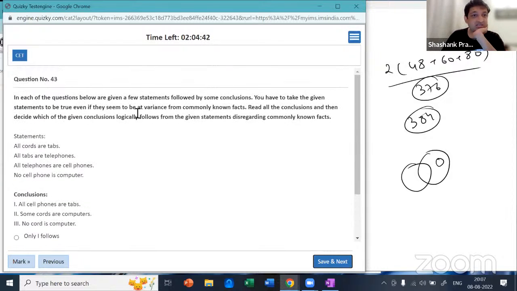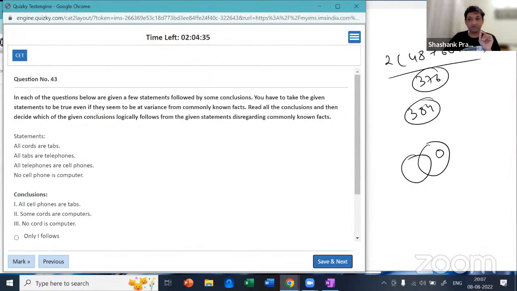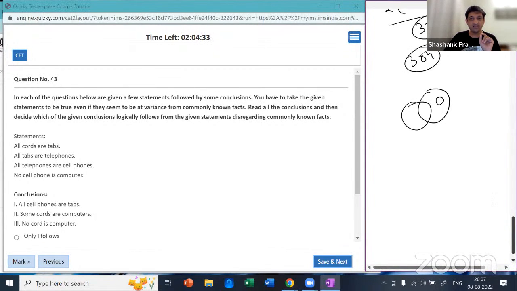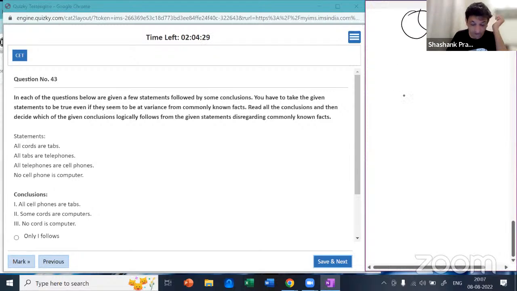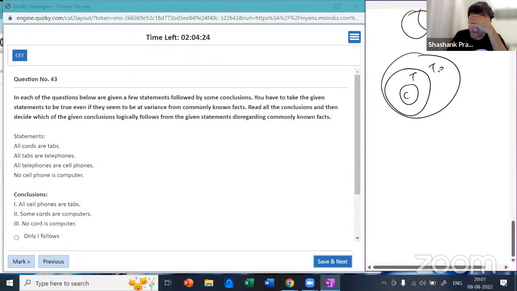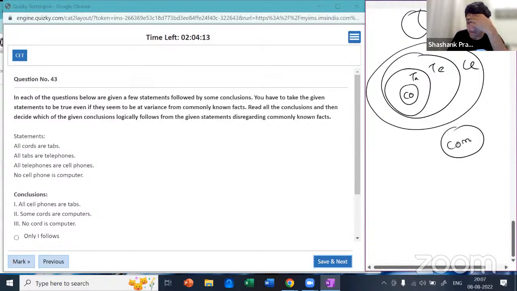Okay, take the given as true, and see which conclusion logically follows from the given statements. Sometimes they say you have to figure out using more than one statement, but here no such thing has been given. So let's see. All cords are tabs. All tabs are telephones. All telephones are cell phones. Cell phones and cords. No cell phone is a computer. Okay. Conclusions. All cell phones are tabs.